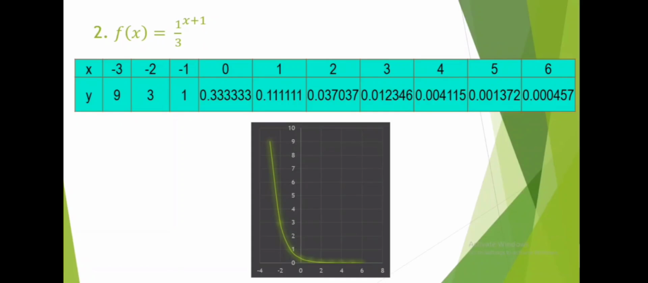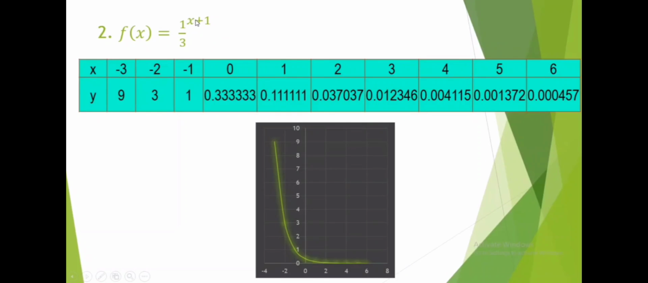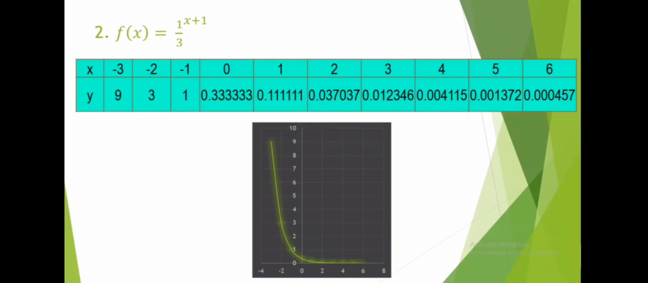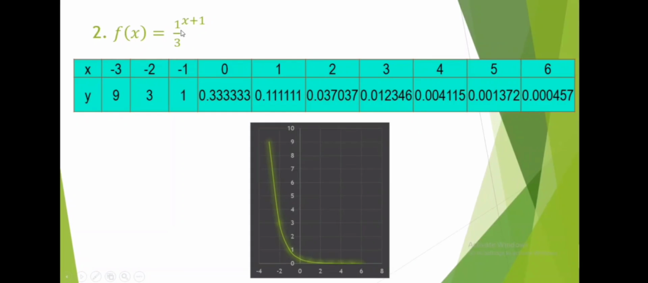For example, we have for x = -3, (1/3) raised to the power of -3 plus 1. We have -3 plus 1 is -2. (1/3) raised to the power of -2 is 9. Let us have x = -1. (1/3) raised to the power of -1 plus 1. -1 plus 1 is 0. So (1/3) raised to the power of 0 is 1. Again, any number raised to the power of 0 is 1.